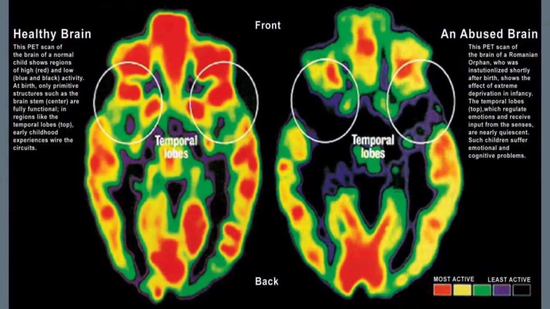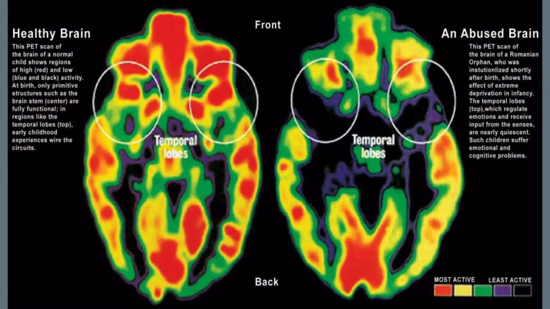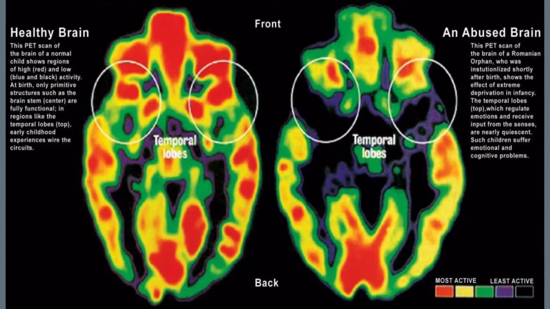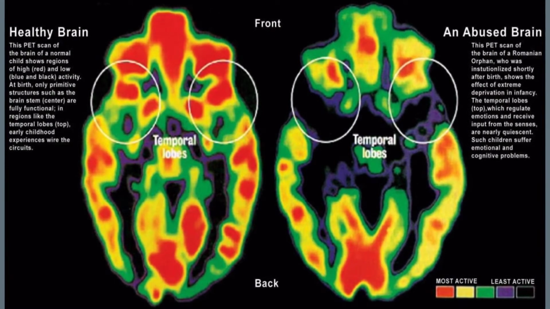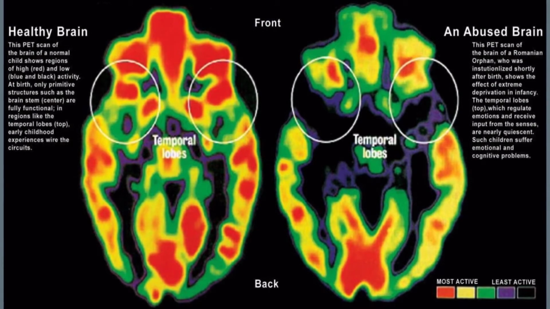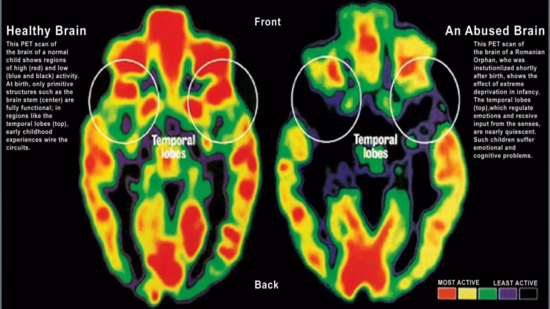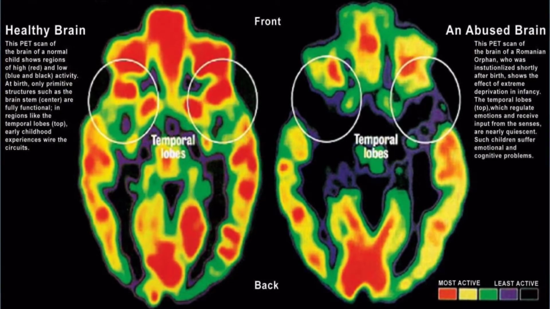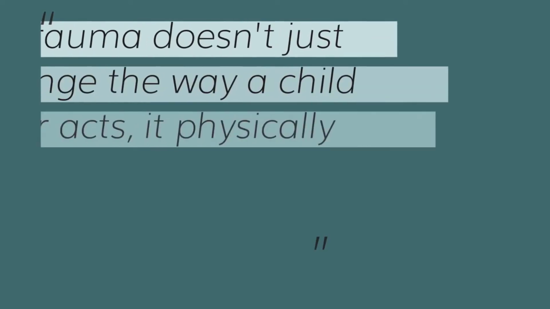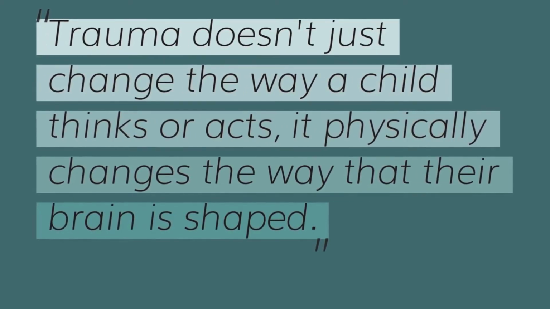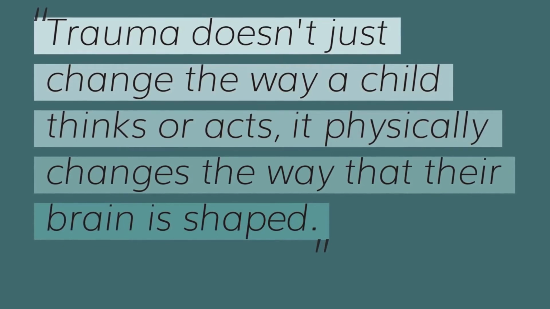The image on the left was taken from a child who had not experienced any traumatic events. The image on the right shows a child who was taken away from their parents at birth and faced extreme neglect. The circled parts of the brain on the right are less developed and less active in the child who has experienced trauma. Trauma doesn't just change the way a child thinks or acts, it physically changes the way that their brain is shaped.